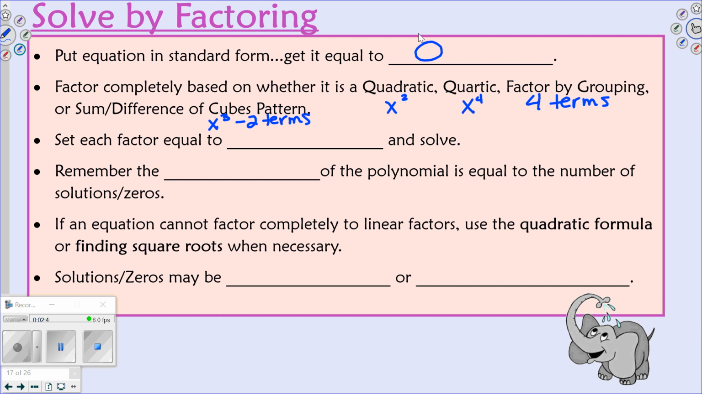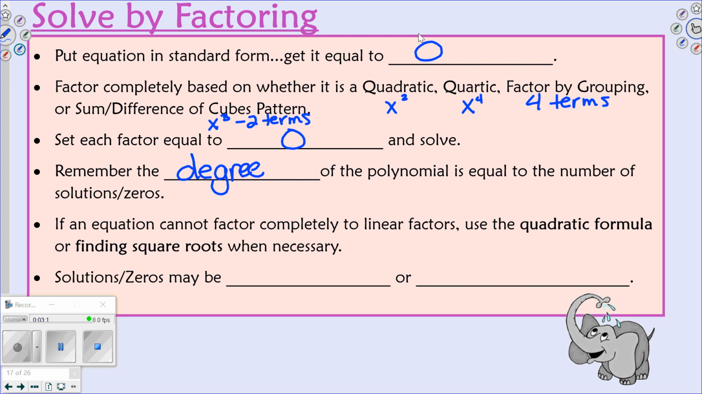All right, you will set each factor equal to 0 and solve. Remember, the degree of the polynomial is equal to the number of solutions, or zeros. How do you know how many answers you're going to have? Now, how many terms? The exponent. What do we call the exponent? Degree. Right, so if it's a quartic, how many answers will you have? 4. That's a big thing.